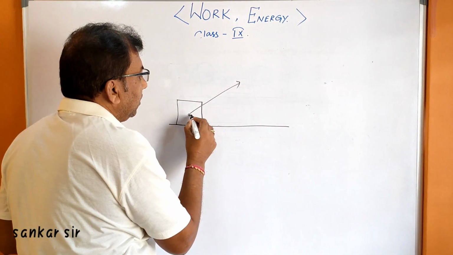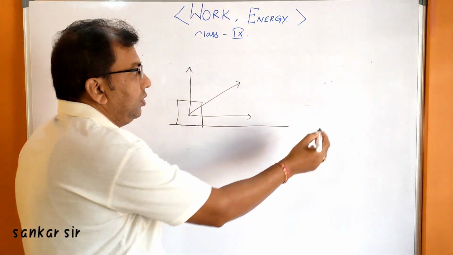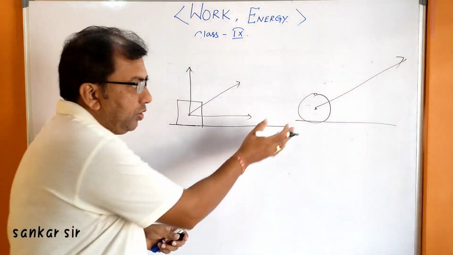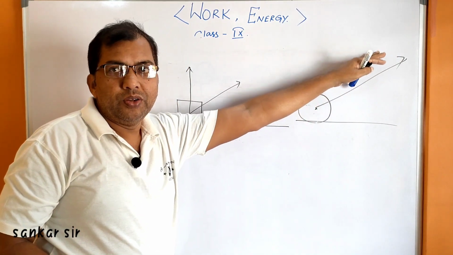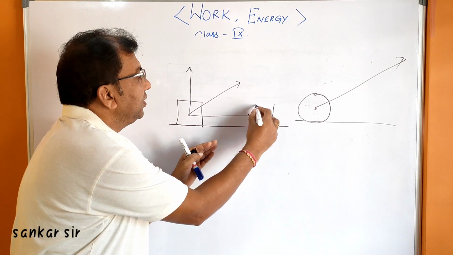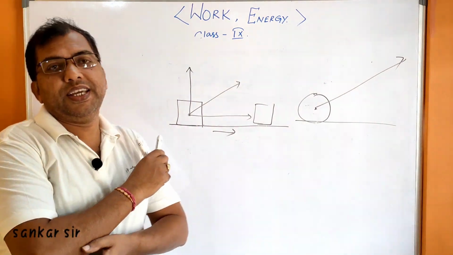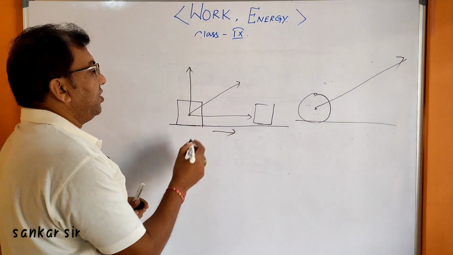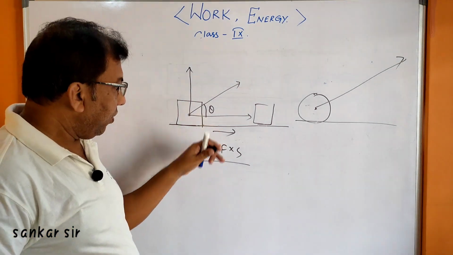So in this case, what happens? See out here, that is oblique. This is the object, and I am pulling it in this way. The object will move horizontally. The force is applied at an angle with the horizontal direction, but the body will move in this way. In this case, we cannot use W equals Fs. Remember, this is theta. W equals F into S.